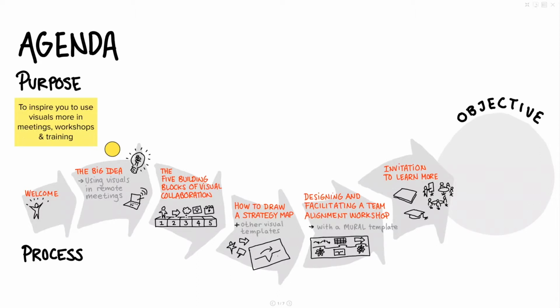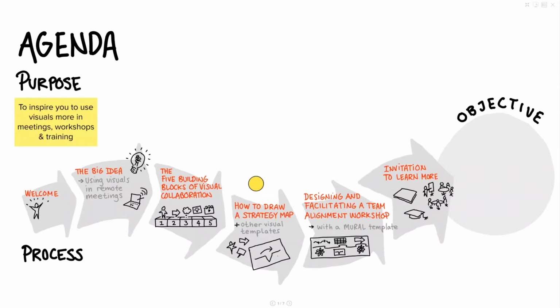In step two, I'll show you a method called the 5 building blocks of visual collaboration, which can enable you to cultivate a more visual way of working in your organization. And then in step three, I'll show you how to draw very simple icons. Visuals that others can understand and that you can put together in simple templates.